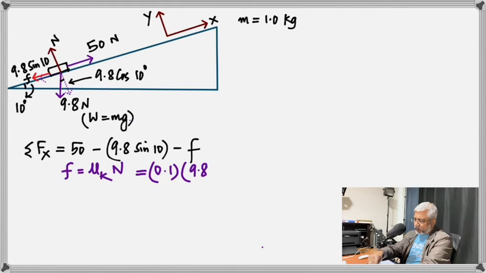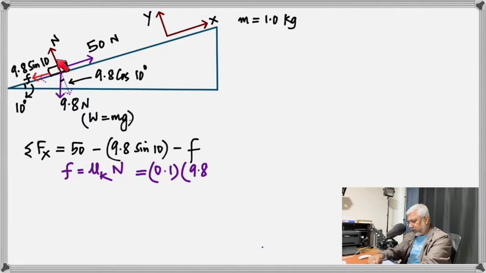And this is the normal force. It has to be perpendicular to the ramp, which means it's along the y-axis. And did you notice something? That this normal force is exactly equal and opposite to 9.8 cosine 10. How do we know that they are equal? Because this object does not move along the y-axis. It cannot. It's moving only along the x. So we know the forces on the y are equal and opposite.